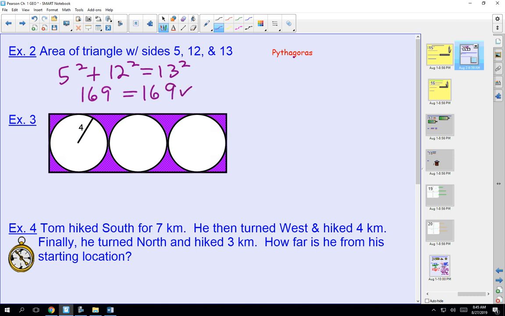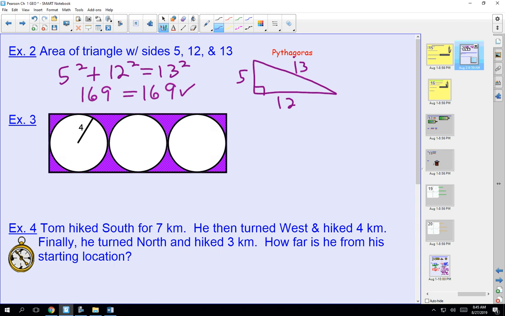So based on that fact, this has to be a right triangle. If I were to draw this, I would say this is the 5, this is the 12, and this is the 13. And if I know that this is a right triangle, then when I go to calculate the area, I'm just plugging in the legs, the 5 and the 12, for my base and the height.